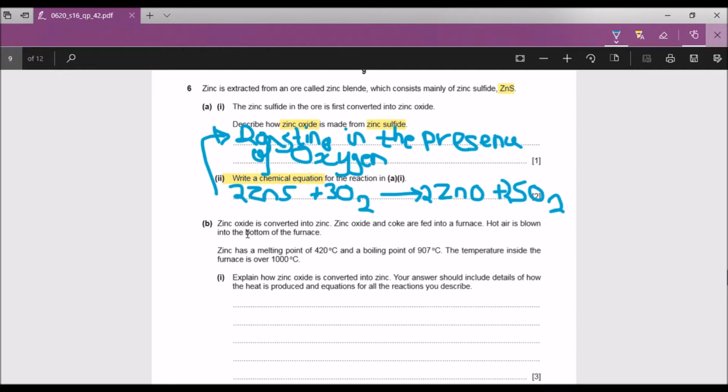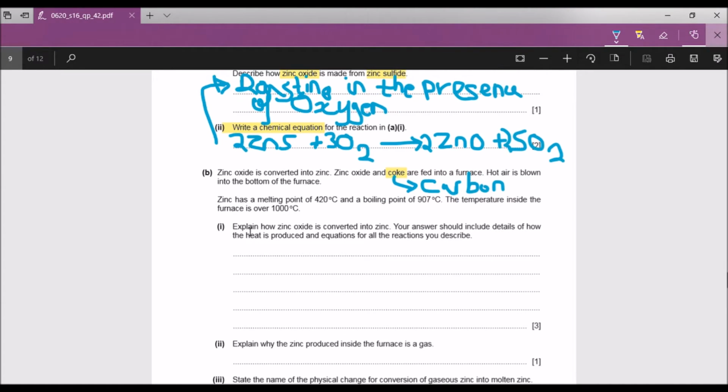So anyways, the next question: zinc oxide is converted into zinc. Zinc oxide and coke are fed into a furnace. Hot air is blown into the bottom of the furnace. Coke is basically just carbon. Don't get this mixed up with the drink. I'm pretty sure they wouldn't use carbohydrates to form zinc, but it's carbon. That's all you need to know. Zinc has a melting point of 420 degrees and a boiling point of 907 degrees. The temperature inside the furnace is over 1000 degrees.